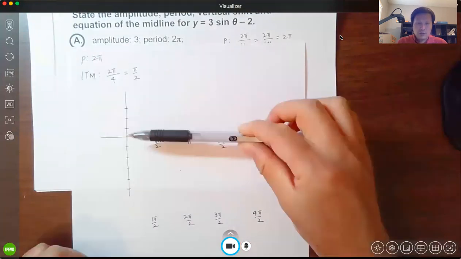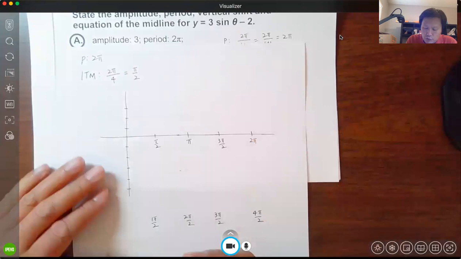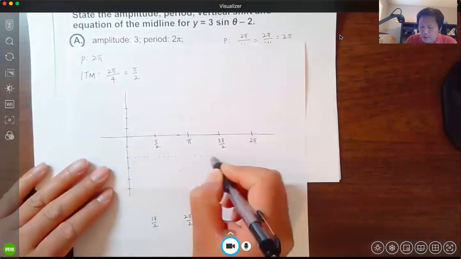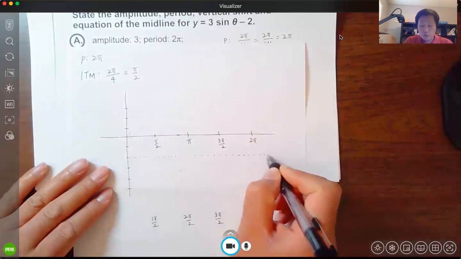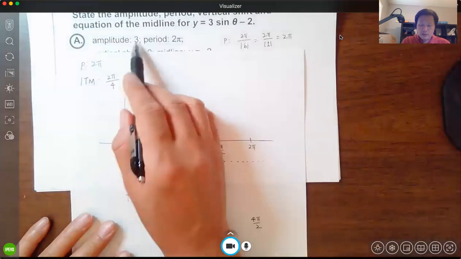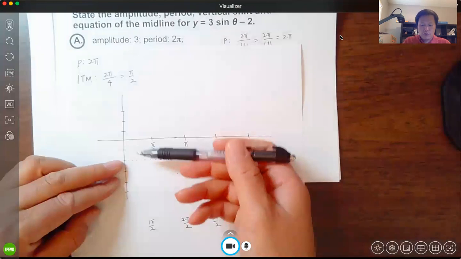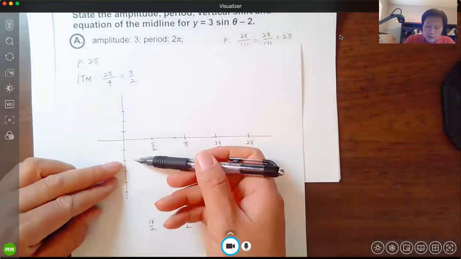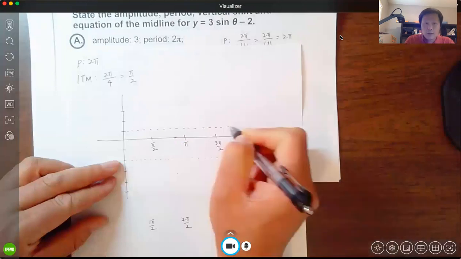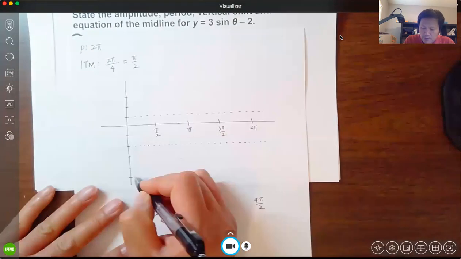Okay, do you remember the vertical shift was minus 2, which means down by 2. The midline used to be here on the x-axis. You go down by 2. So I want to draw the dotted line for the midline at y equals minus 2. Amplitude was 3. Starting from the midline, you go up by 3 to get the maximum line here, and you go down by 3 to get the minimum line there.